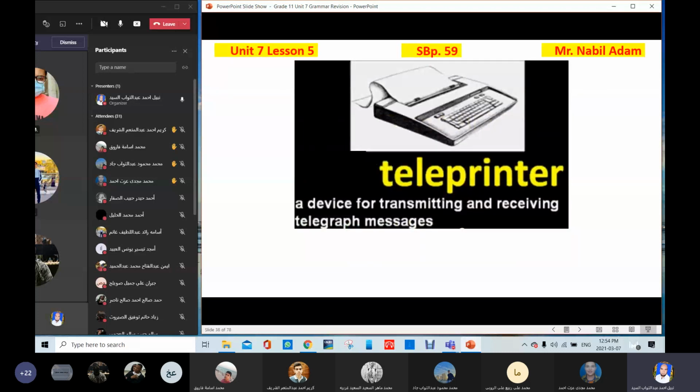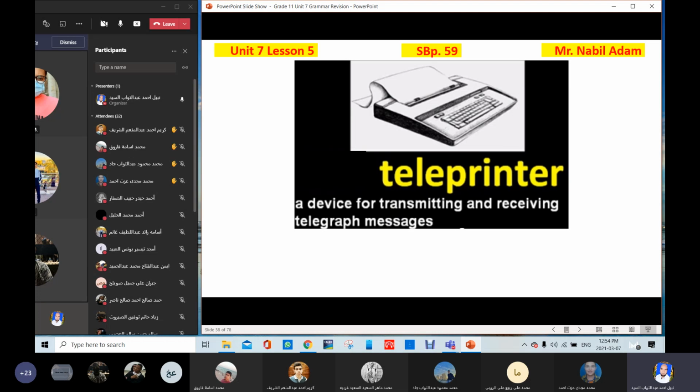Teleprinter. So it's a printer over a distance. It's a device for transmitting and receiving telegraph messages. Have you seen the cashier in the supermarket? The cashier is using a teleprinter. It's a small device next to the computer, which sends and prints the receipt. The receipt after paying your bill.